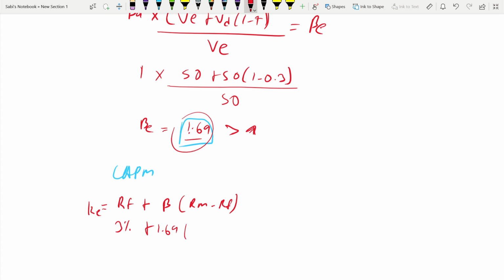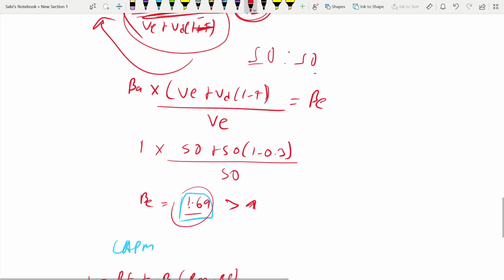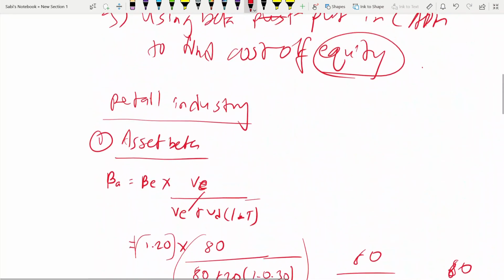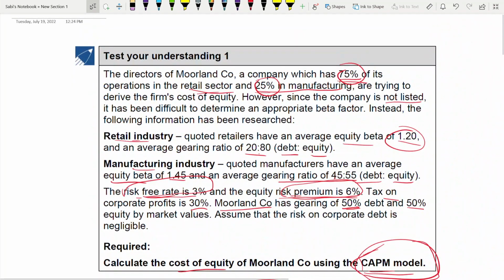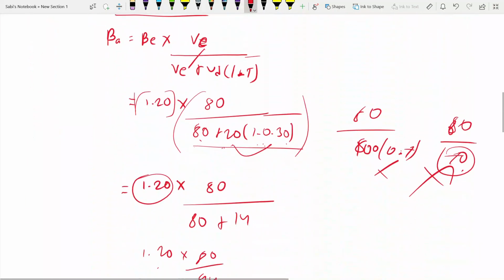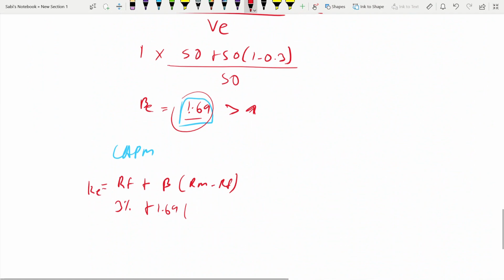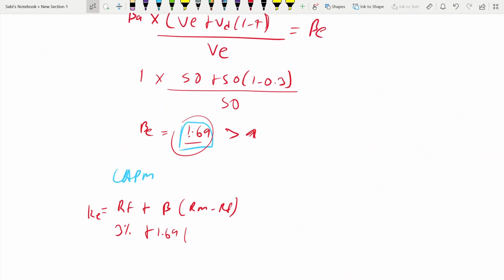Multiply by the risk premium, or separately they give you the market return minus risk-free. They have given you 6% as risk premium. So do not go and do 6 minus 3. No. Risk premium means they have already deducted the risk-free rate from the market return and got that risk premium. So you just multiply by 6%.